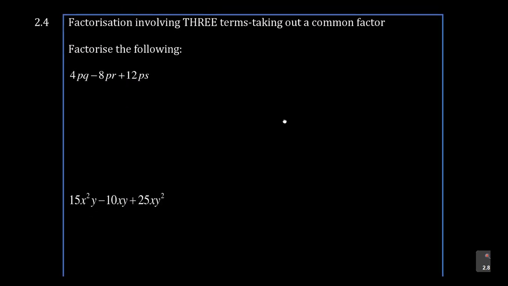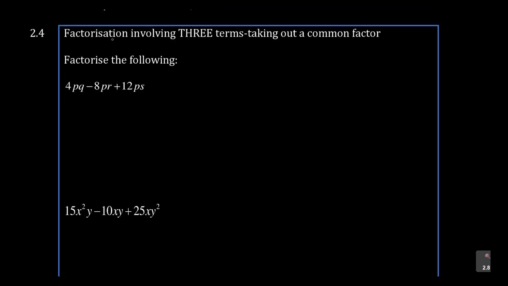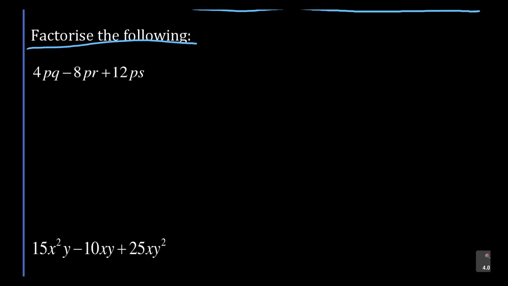Now, let's come to this one, 2.4. It says factorization involving 3 terms. So it's take out the common factor. You'll find this in your exam as the beginning. They will ask you here, look at this question here. It says, let's factorize this. Now, focus on the numbers. I have a 4, I have an 8, and a 12. You ask yourself, which number can go into 4, into 8, and 12? So it's going to be 2.